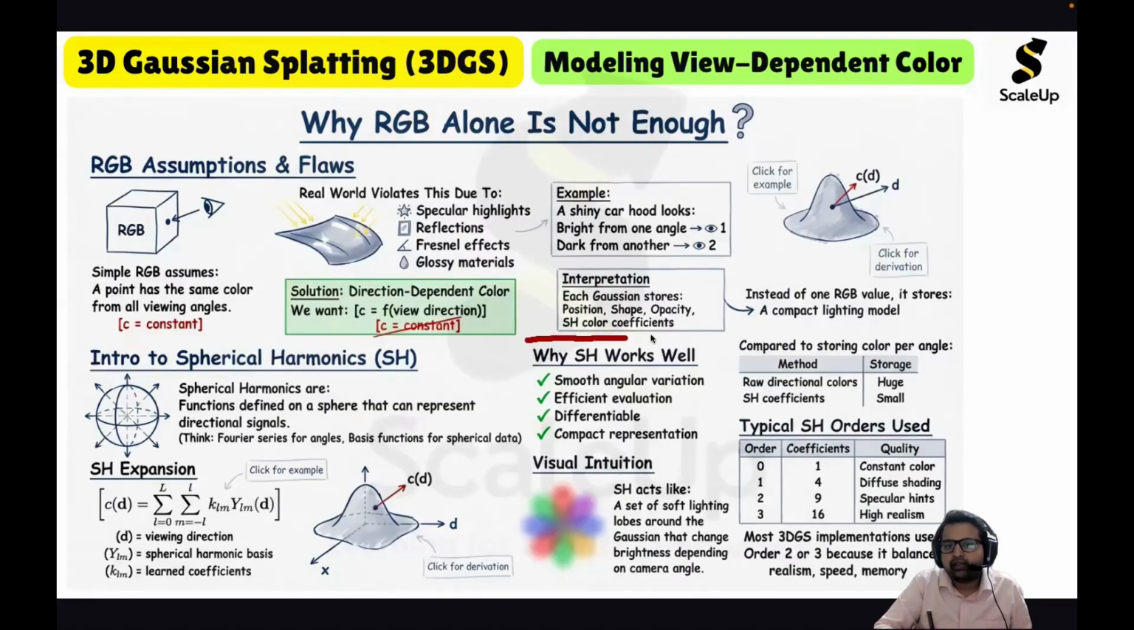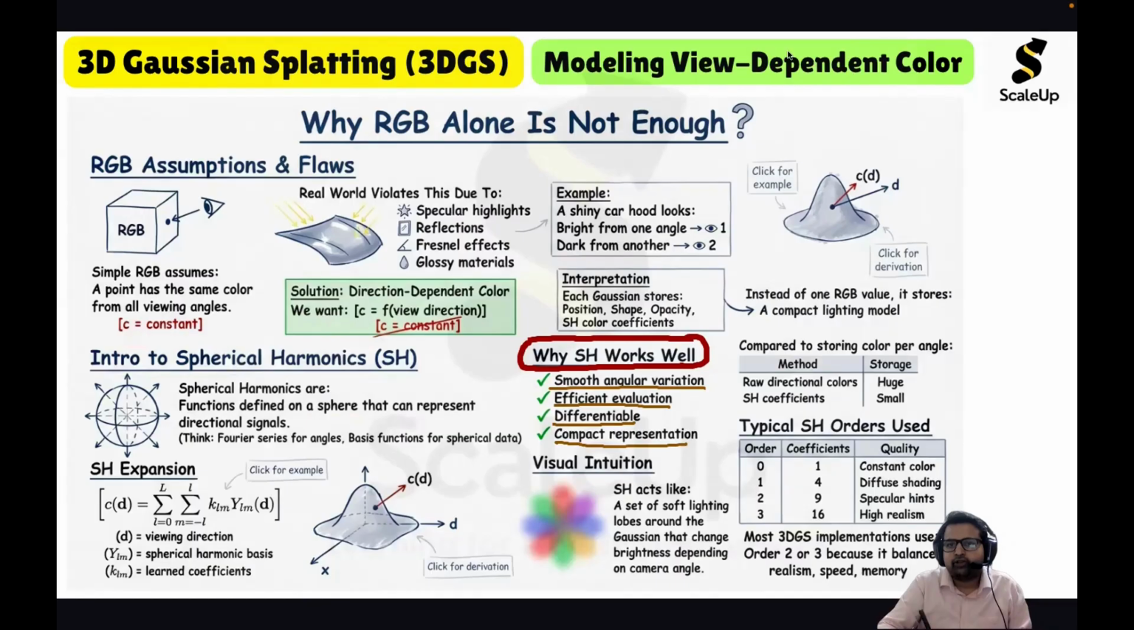If we talk about why spherical harmonics works well, it is because it takes into consideration smooth angular variation, since all the directions we can consider, and efficient evaluation. It is differentiable. That is very important. Since it is differentiable, we can optimize it. And it is a compact representation.